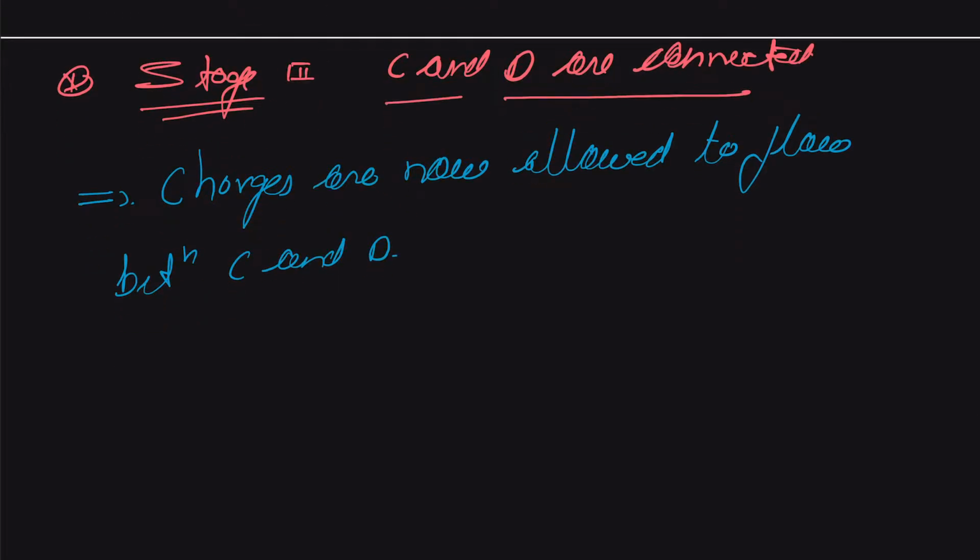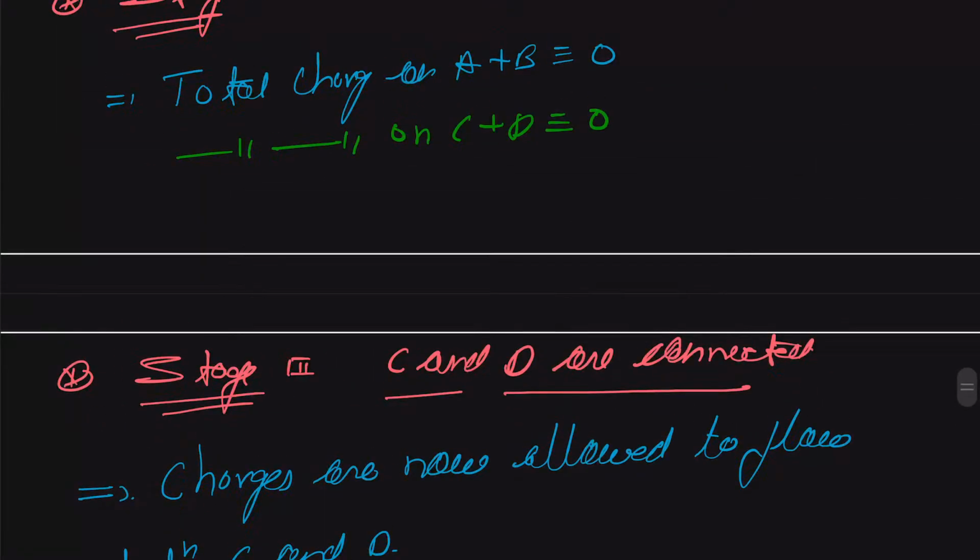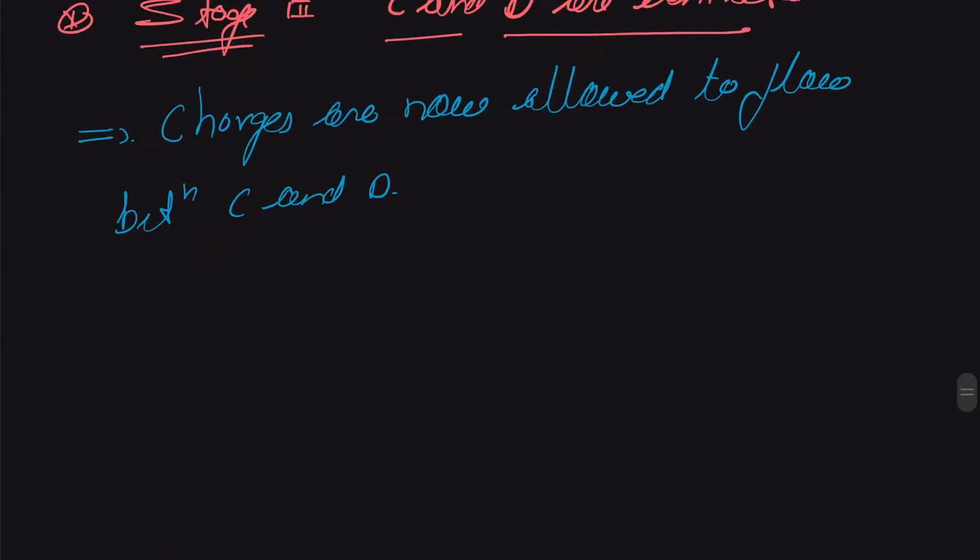But it doesn't mean that the charge is going to come from somewhere else. The charge is already there. Once again, because of the conservation, the summation of charges will still be equal to 0. So the charges on C and D will still sum to 0. So from conservation, QC plus QD will still be equal to 0.